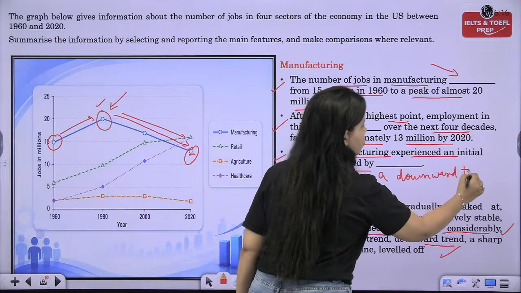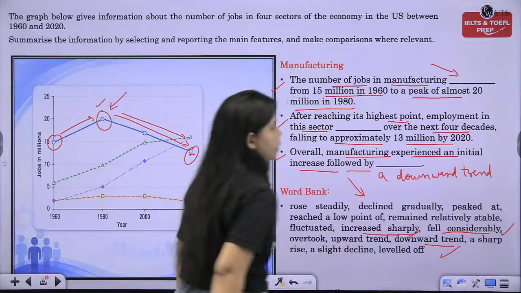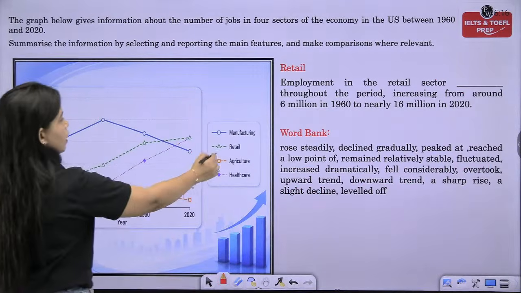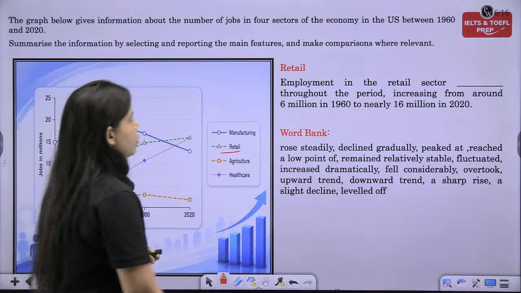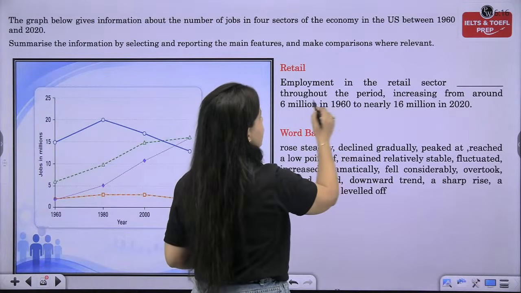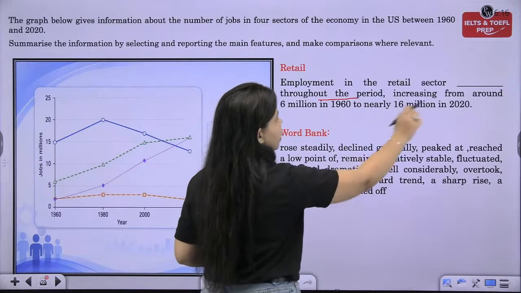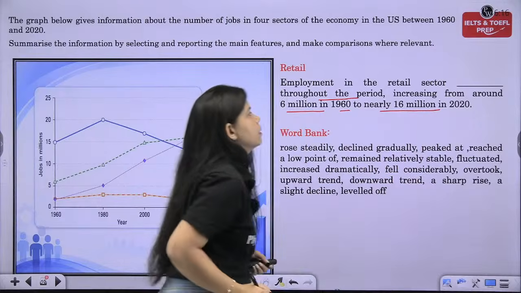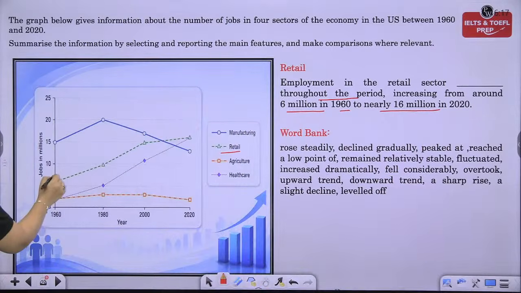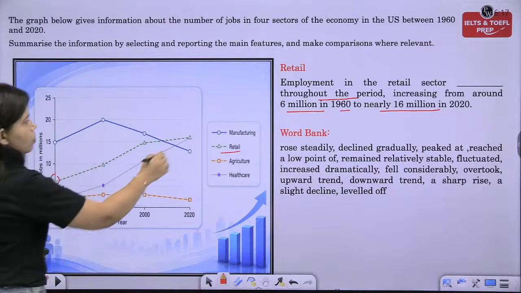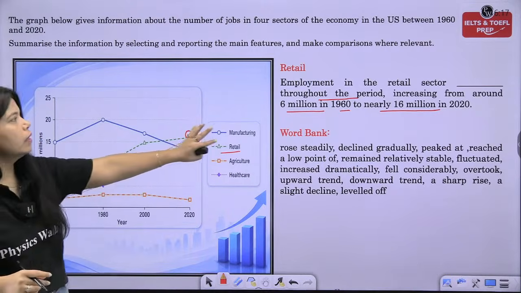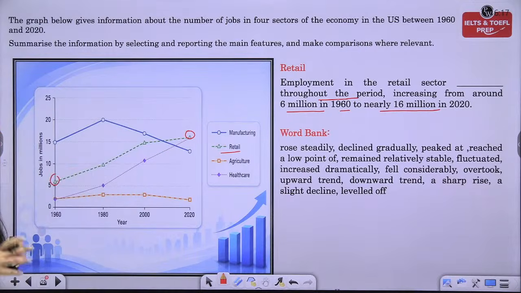So this was about manufacturing. Let's quickly see what's happening in the other categories. And here you go, the retail. Retail is the green line. And it says over here, employment in the retail sector dash throughout the period, increasing from around 6 million in 1960 to nearly 16 million in 2020. That means 6 million in 1960 to nearly 16 million in 2020. So employment in the retail sector dash throughout the period. What throughout the period?